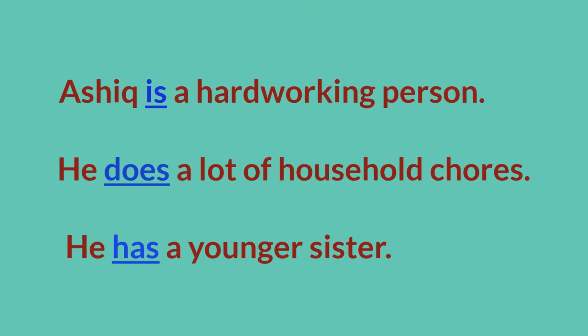Look at these three sentences and the underlined verbs. Ashik is a hard-working person. He does a lot of household chores. He has a younger sister. In these sentences, to be verb is, to do verb does, and to have verb has are not helping the other verbs. They have not come before other verbs. They have their own meanings here. They have been used here as main verbs.